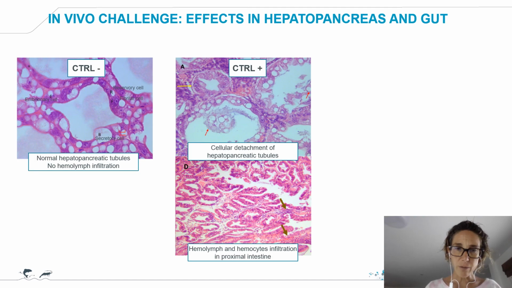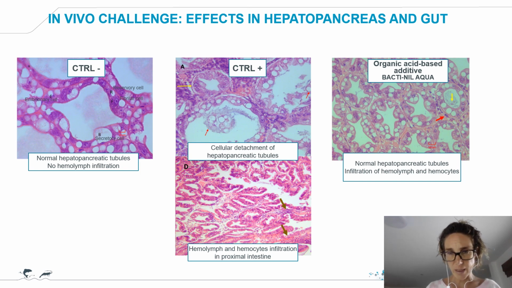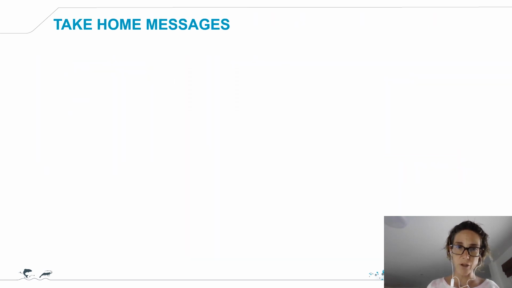Therefore, to conclude, some slides on the histopathological evaluation analysis of these 3 groups. Control negative, of course, no important histopathological findings. Control positive, no additive: we see cellular detachment of hepatopancreatic tubules and hemolymph infiltration in proximal intestine. And for the organic acid-based additive, Bactinil aqua, we see normal hepatopancreas tubules, although there is some infiltration of hemolymph because of the Vibrio infection.